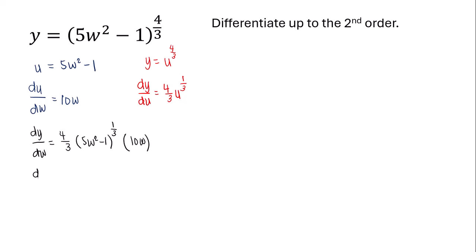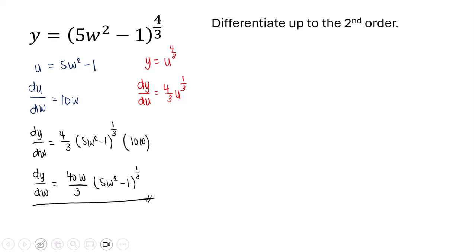Then rewrite. So this will be dy/dw is equal to 40w over 3 times 5w squared minus 1 to the power of 1/3. This is our first derivative, the first order derivative. This time, let's try to find the second derivative. And how do you think we are going to do that?